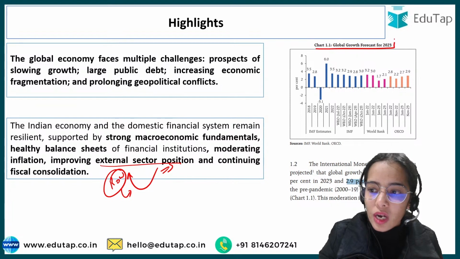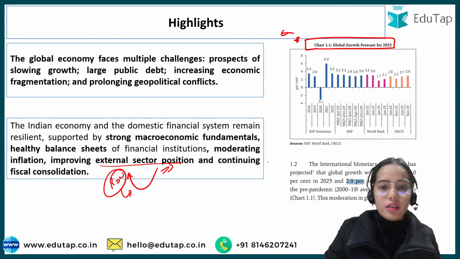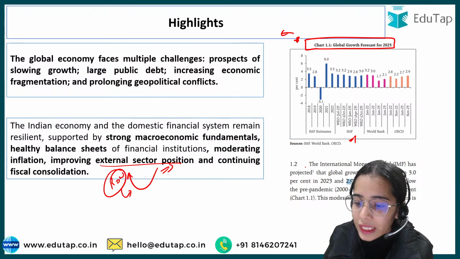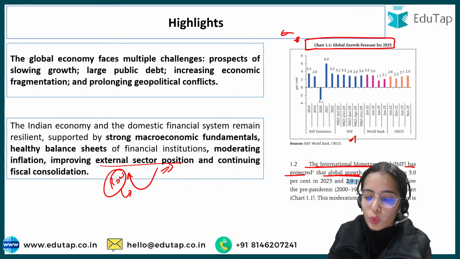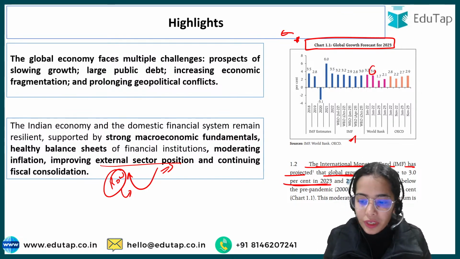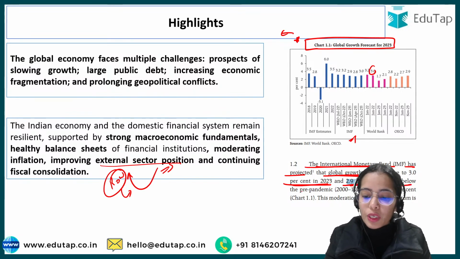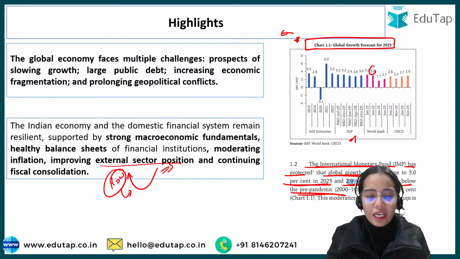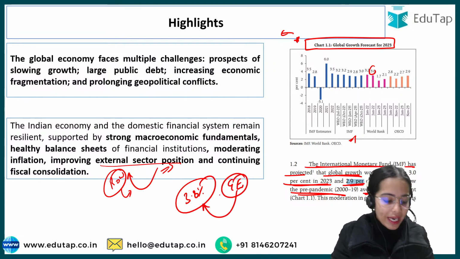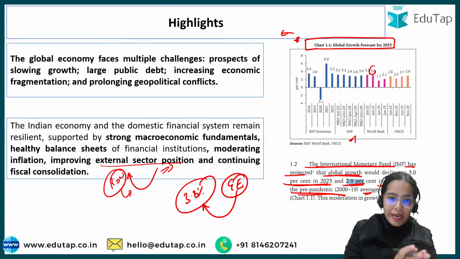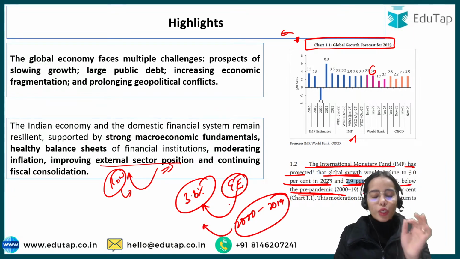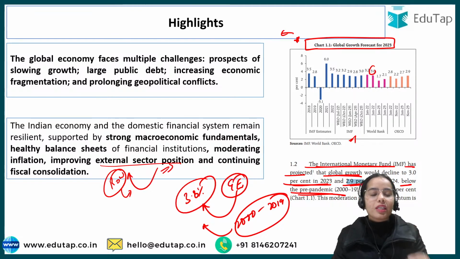So this is the global growth forecast for 2023 that has been given by the IMF and the World Bank and OECD and such. So the International Monetary Fund has projected that the global growth would decline to 3% in 2023 and 2.9% in 2024. That was below the pre-pandemic level on average of 3.8%. So pre-pandemic level on average was 3.8%, that the global economy was growing by approx 3.8% before the pandemic situation in the 2000 to 2019 period. In this period, on average, the global economy every year was growing by 3.8%.